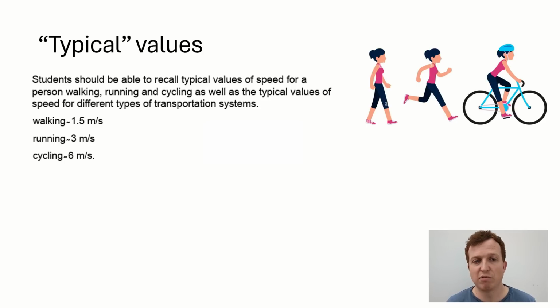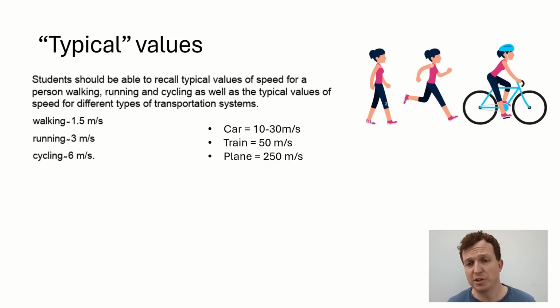So someone walking is roughly 1.5 meters per second. Running is about 3 meters per second. Obviously, it depends on how fast you're running. Cycling is more like 6 meters per second. In a car, obviously it depends on how fast you're going, but usually between 10 and 30 meters per second. That's on a sort of dual carriageway or motorway. A train will be much faster at 50 meters per second, and a plane even faster still at 250 meters per second. So I would memorize those rough values just so you've got an idea. It's probably only going to be 1 mark in an exam, but we're aiming for full marks here, so why not get every mark we can?